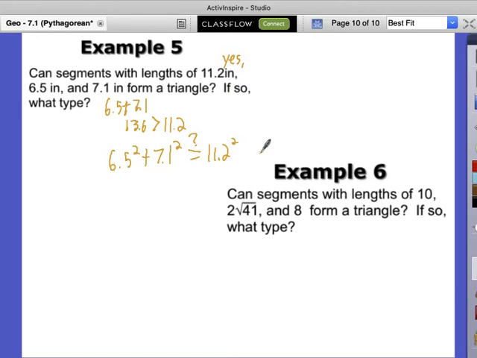We square all of 11.2. Then would you take 11.2, see whatever that equals, and if it's bigger than 13.6, it is obtuse? No, because we have to do these squared. So 6.5 squared plus 7.1 squared is going to be different than normal 6.5 and normal 7.1. Okay? So what is 6.5 squared? Someone type that in your calculator and tell me what 6.5 squared is.